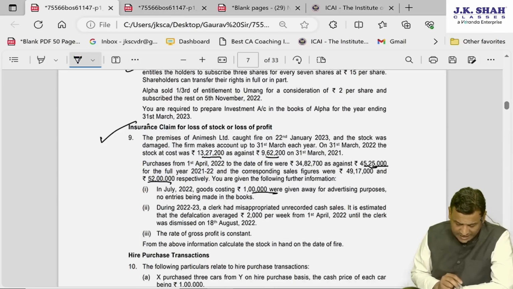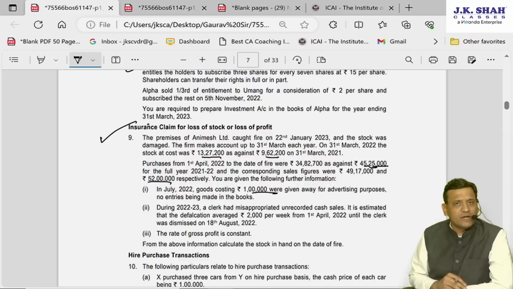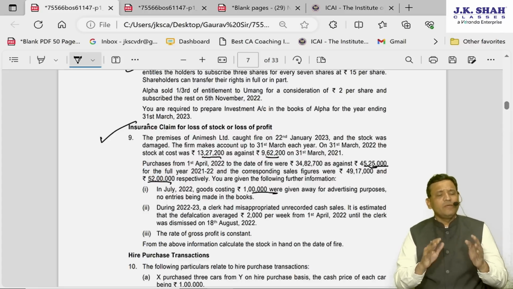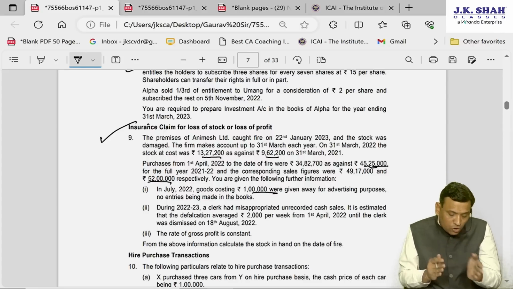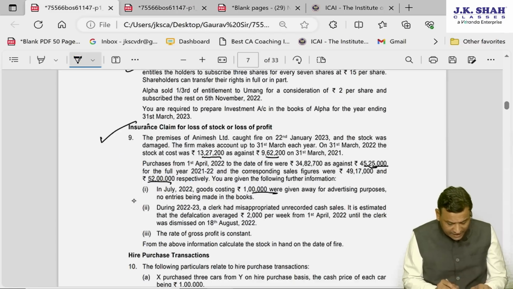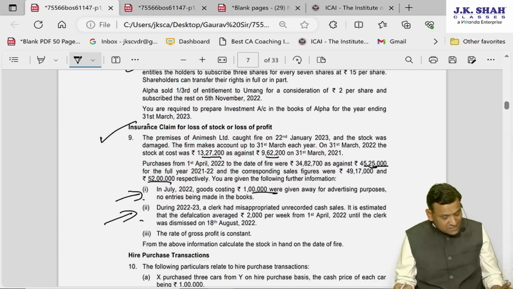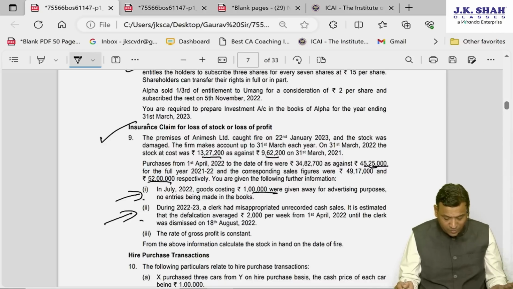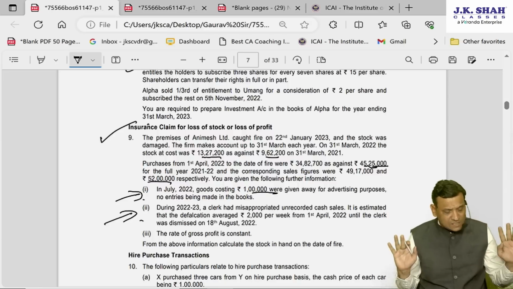1 lakh was given away as advertisement, nothing but goods distributed as free samples. It will be shown on the credit side of the trading account, or you just reduce it from your purchases, one and the same. Then the second adjustment, friends: the clerk has misappropriated. Now, if he has misappropriated 2,000 per week, how many weeks are there? Do it in a very simple way.